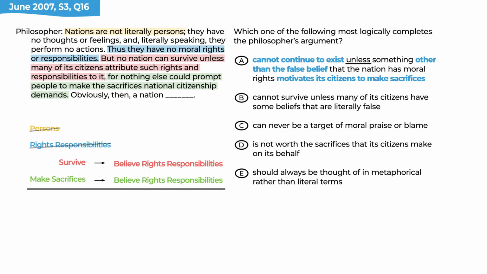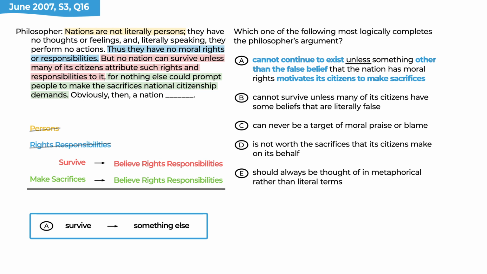And we could express this as: if the nation is going to survive or continue to exist, then something other than the false belief that the nation has moral rights motivates its citizens to make sacrifices. So it's got to be something else. But we know that in order for it to survive, it needs to have people who believe that the nation has rights and responsibilities. We don't necessarily know that there has to be something else motivating people. So this answer choice is simply unsupported.